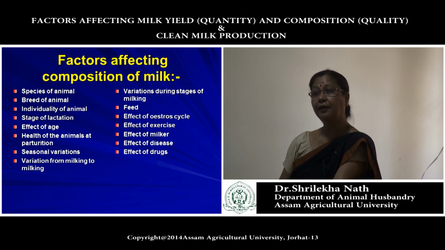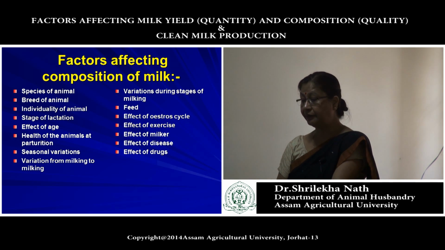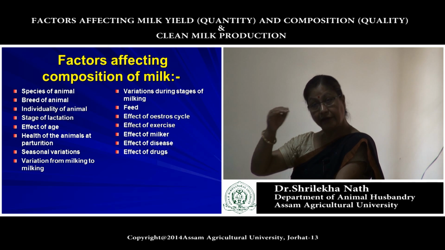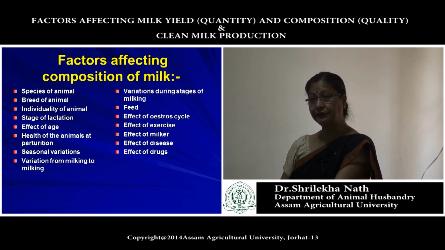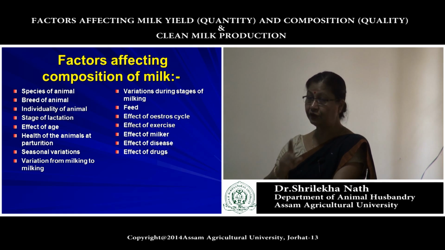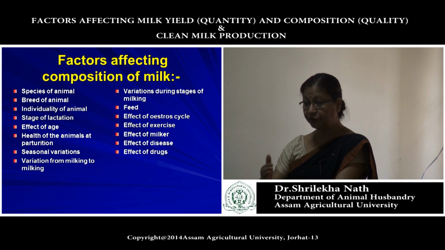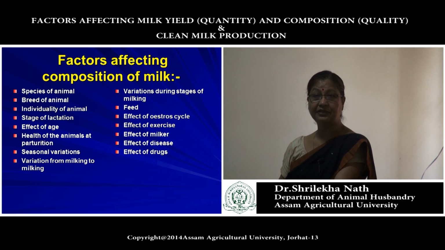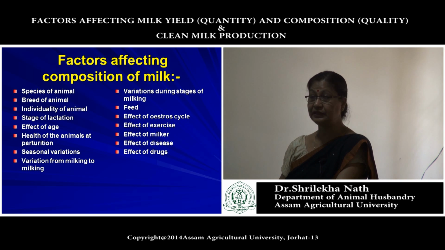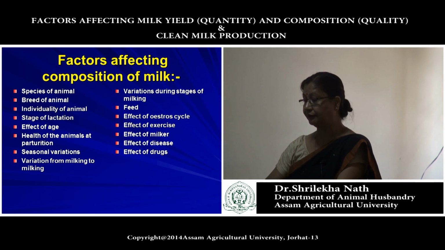So the factors affecting the composition of milk are many: species of animals, breed, individuality of animals, stage of lactation, effect of age, health of the animal at the time of calving or parturition, seasonal variation, variation from milking to milking, variation during different stages of milking, the feeds given to the animal, effect of estrous cycle or heat, effect of exercise, effect of milker, effect of diseases and effect of drugs. So these are the various factors. Let us come to them one by one.